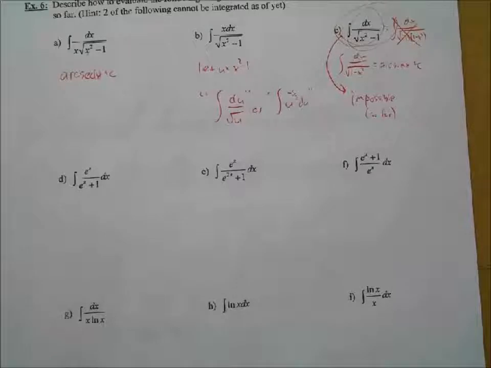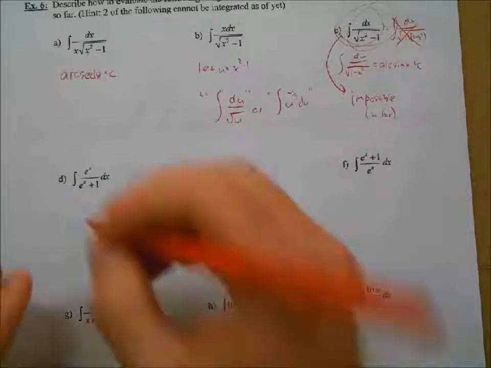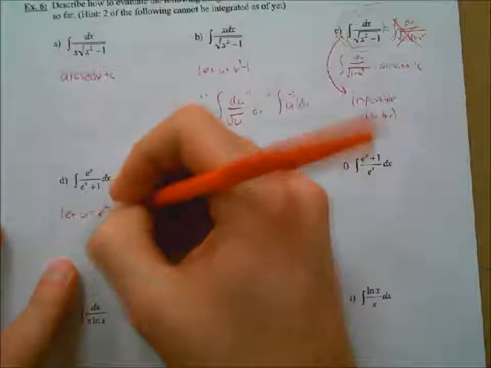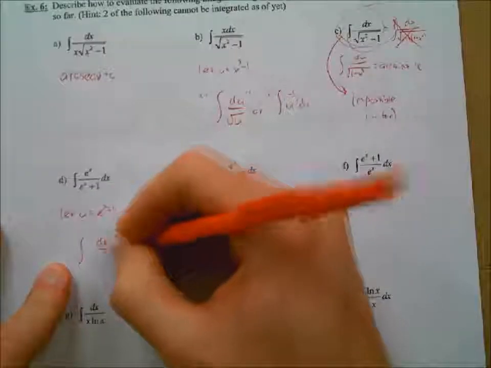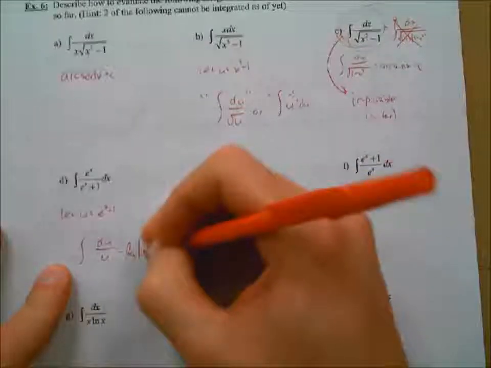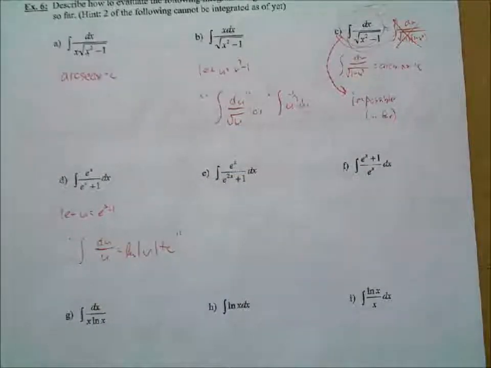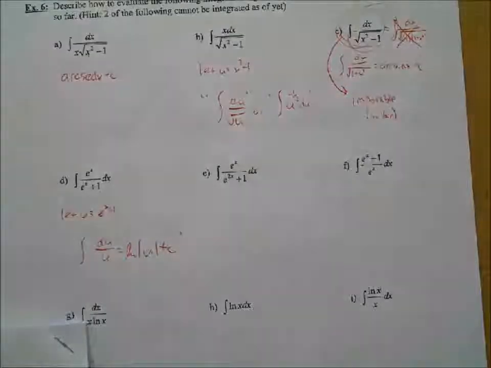U substitution, let u equal what? E to the x plus 1. And so we're going to end up with du over u. So this is a natural log. It's going to end up being a natural log. Okay. What about letter E? What's that one? It is arctangent.